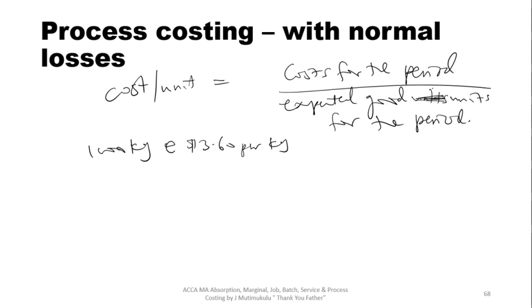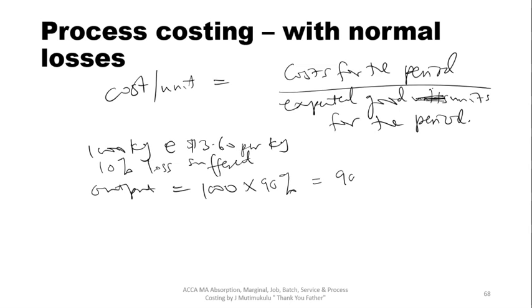Okay, and we suffered a 10% loss due to some filtration process. All right, so we end up having, what would be the output if we lose 10%? Output would be equal to 1000 multiplied by 100% minus 10%, so multiplied by 90%, and we are going to get 900 units as output.